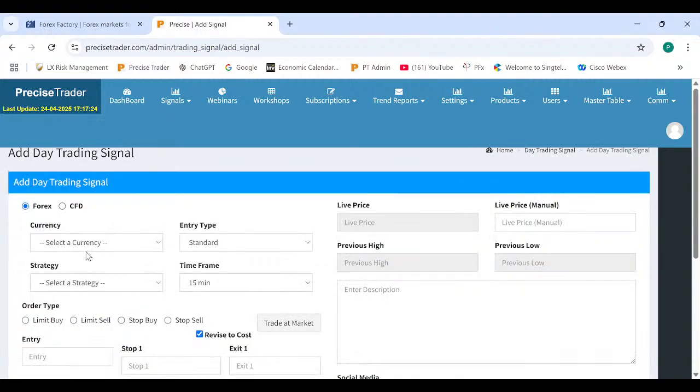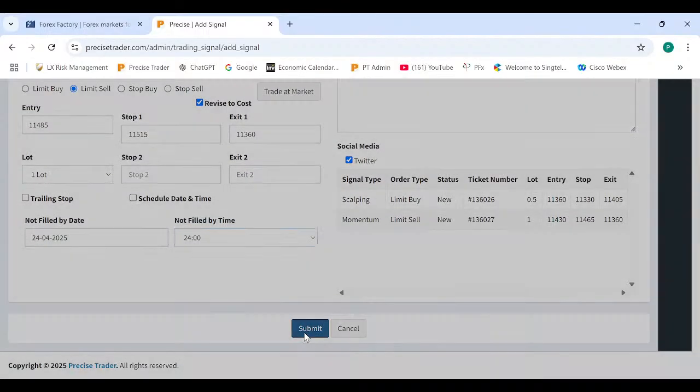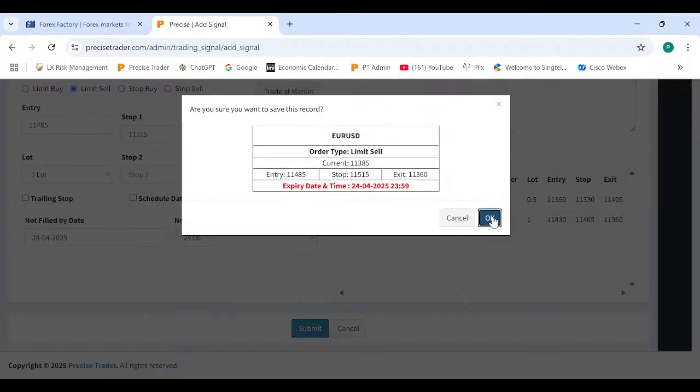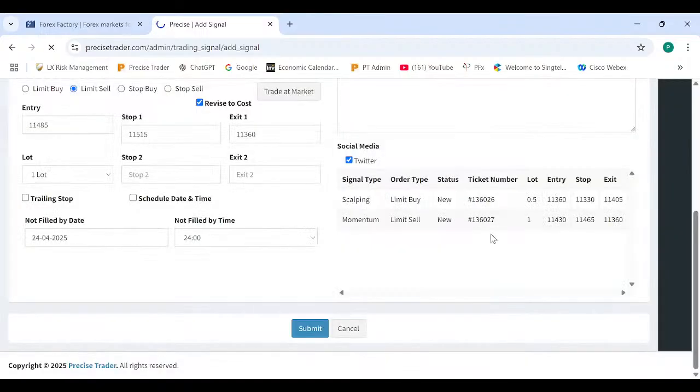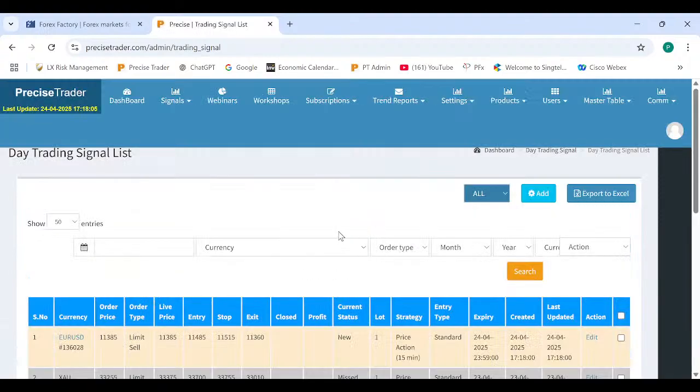Okay, we will try to sell at 114.85, 115.15, and TP at 113.60. Okay, still the same. And this is one lot, and this one we will go until the midnight. So that means we'll give plenty of time for this trade. Okay, so we have three trades all in together for euro dollar.